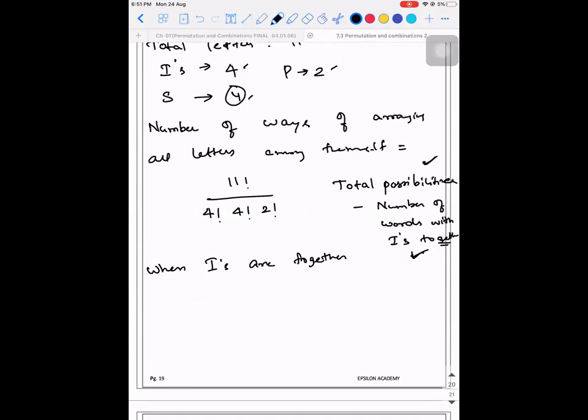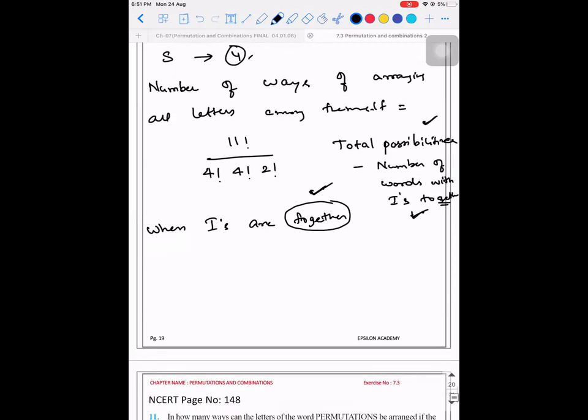Wherever you see this "I's together" concept, should we consider all 4 I's as one? Yes, you have to do that. Wherever you see this together concept, you have to mix up all the I's and treat them like a single object.